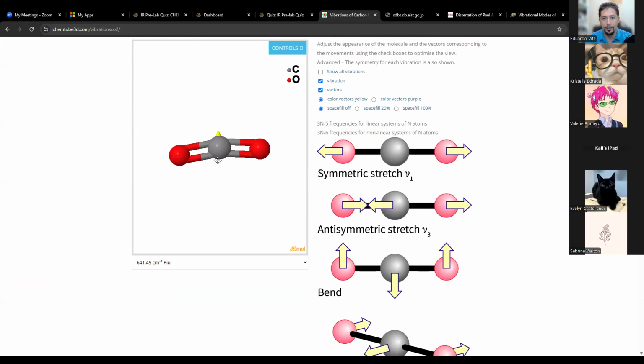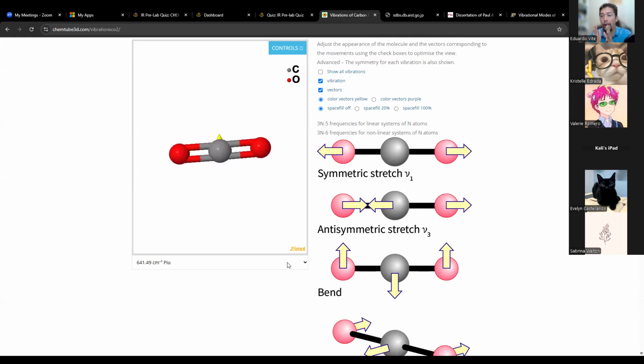Okay. That's like doing jumping jacks or something. So this is one way that carbon dioxide vibrates. And notice that the bonds are not stretching or compressing. The whole molecule is actually just bending. So this is what we call a bending vibration. There's two types: bending vibrations and stretching vibrations.